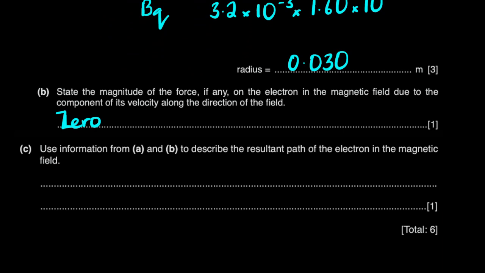So this next part of the question says, use information from A and B to describe the resultant path of the electron in the magnetic field. The component in the same direction as the field is not exerting any force, but we know it's going to take it forward, whereas the perpendicular component is going to cause it to create circles. But it's going to be moving forward, so we can say it's going to be a helical, or you can say a coil-like path.